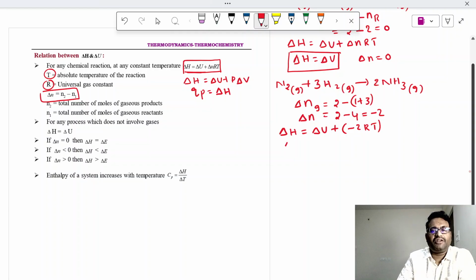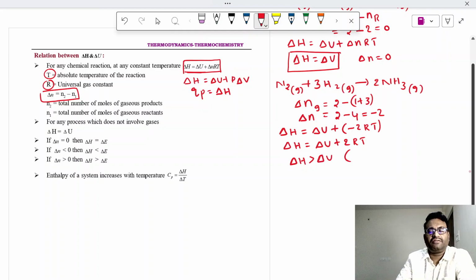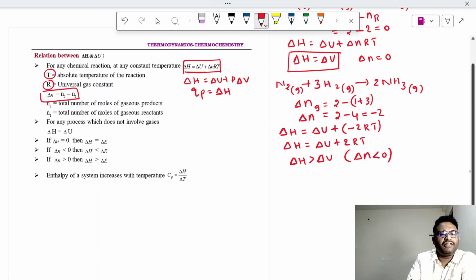So then what you write? Delta H is equal to delta U minus 2 RT. Okay. So delta H is equal to delta U minus something. So delta H will be less than delta U. When is this condition? The condition is that delta n is less than 0.